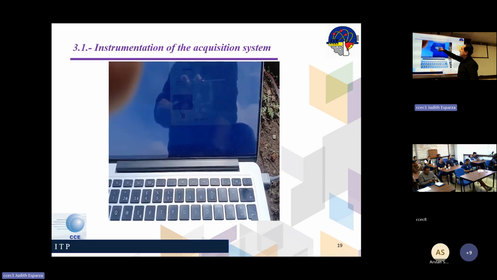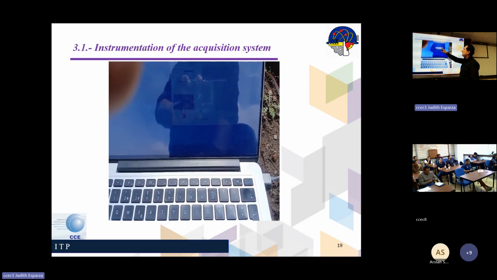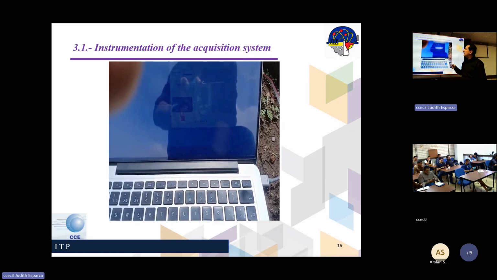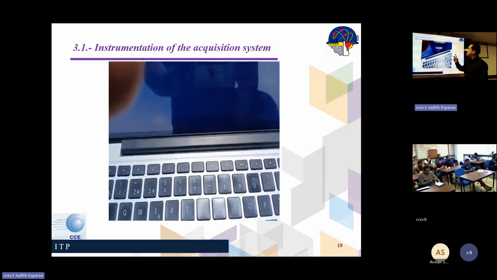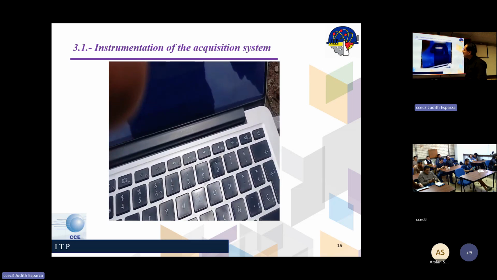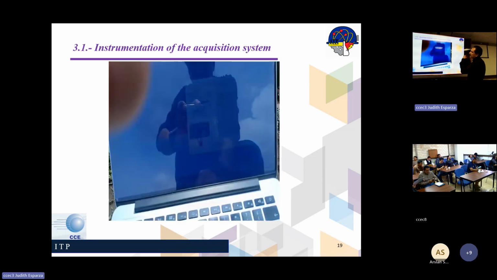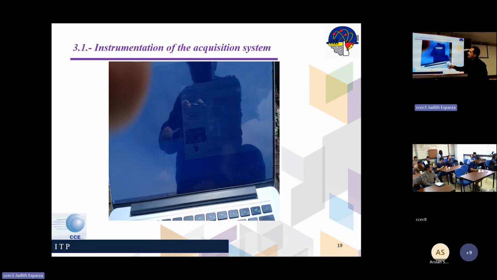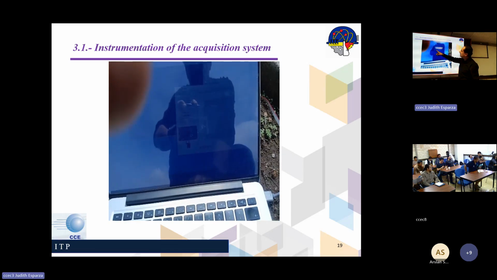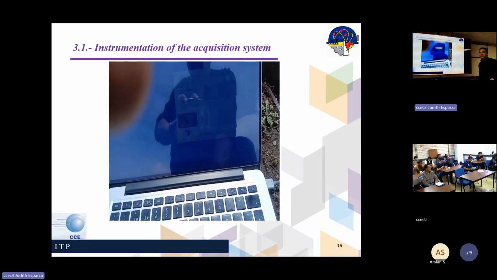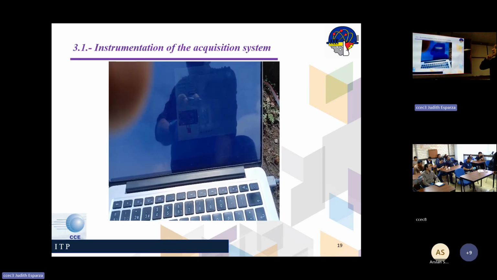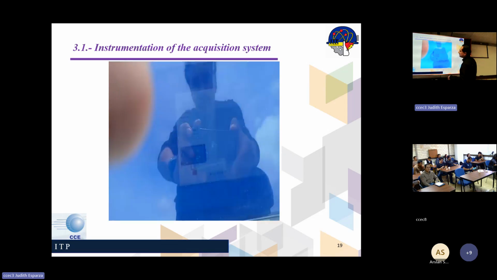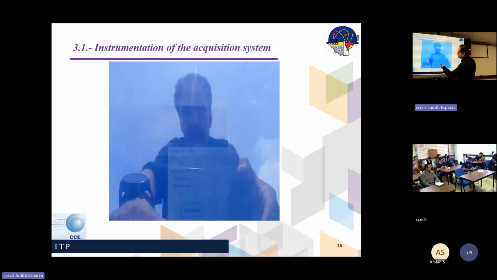This program has some options: kind of sensor, at this moment we only have one sensor, this accelerometer, and time, and FFT. This FFT is the fast Fourier transform. In this part it is observed.